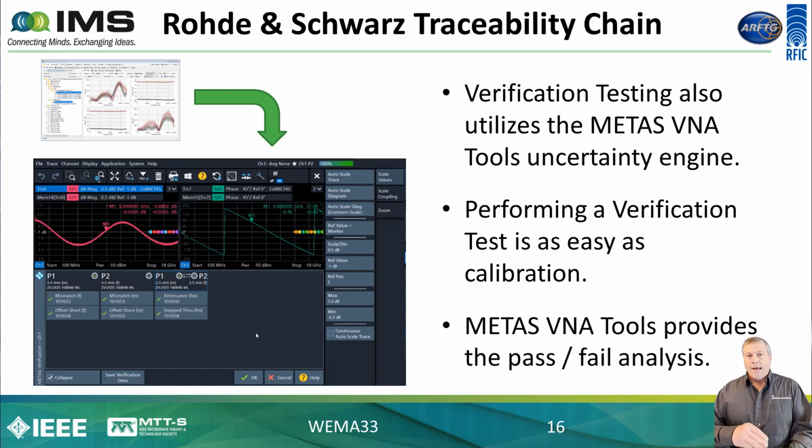So now, the question I get at this point quite often is, well, that's great, I see these really tiny measurement uncertainties on my S parameter traces, but how do I know if these are correct? And there's only one answer for that. The only way to really know that your measurements are correct is to run a verification test immediately after calibration.